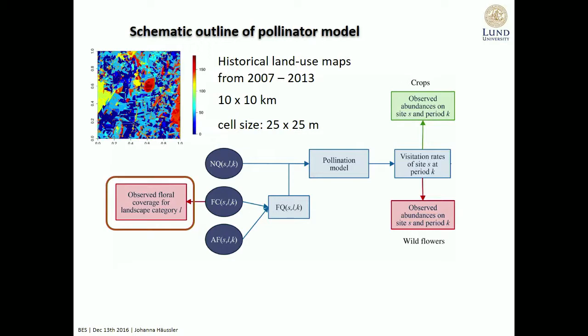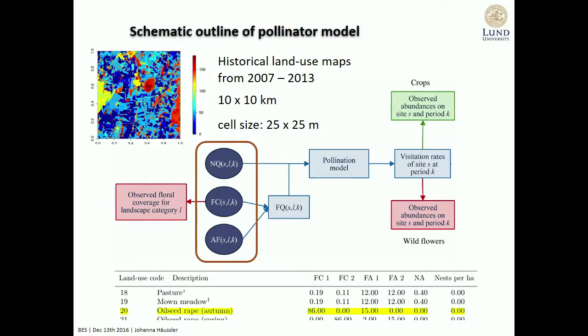In this exemplary land use map, which you can see here, each of the different colors describes a different land use category, which then has assigned a specific nesting quality, floral coverage, and attractiveness factor. These are based on expert opinion and published literature.